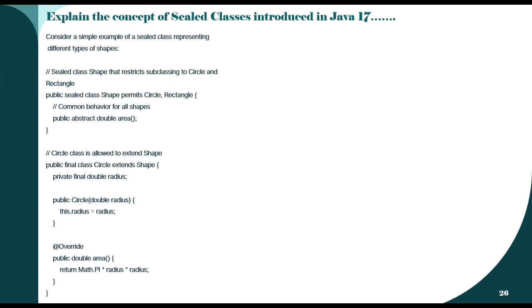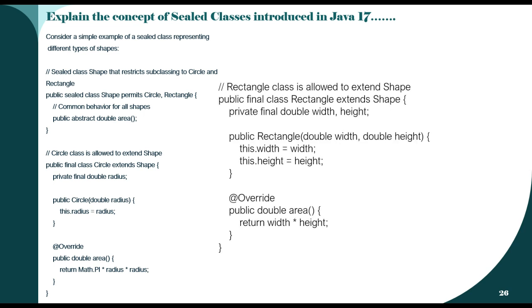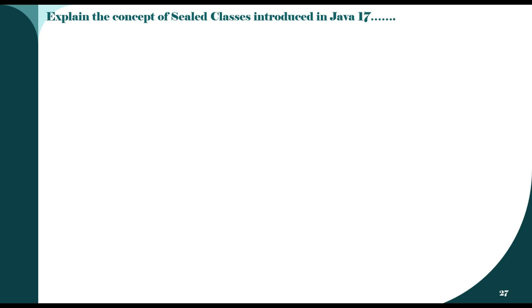So this is how we can actually create it. If you see, we have created a shape, and then we have that particular circle and the rectangle. Then we have the implementation of it, right? So it is allowed to do that. Okay, that's how we can make use of it.